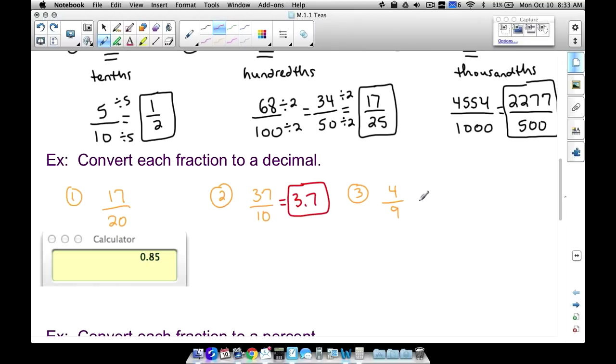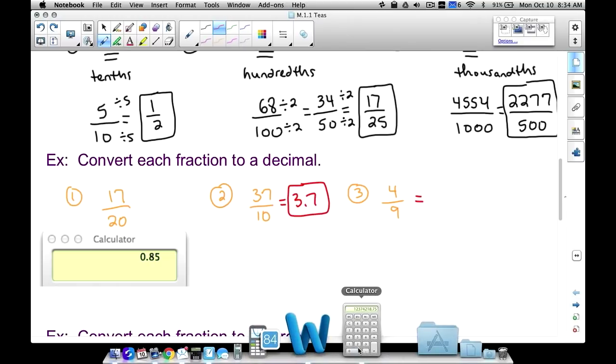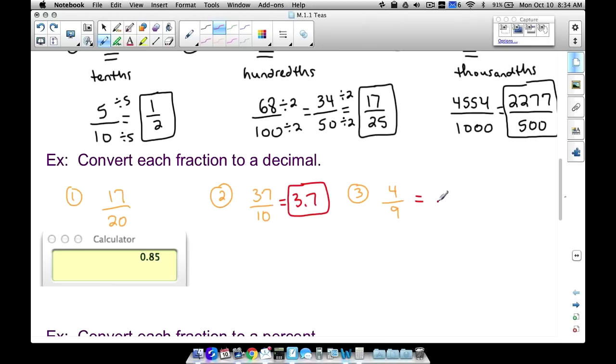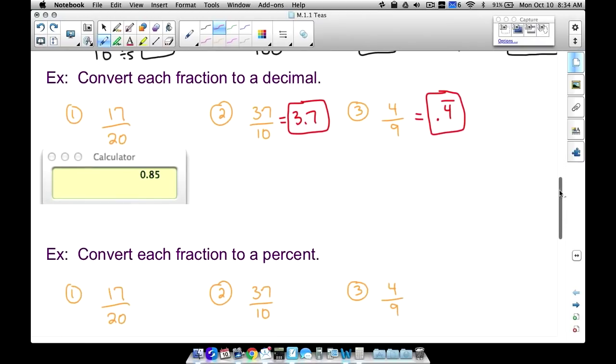And then this last one here, sometimes you will run into a decimal that gets repeated. 4 divided by 9. We get 0.444444. So we can just write this as 0.4 with a bar over it. A bar over that number means it gets repeated. Now, how do we do these?